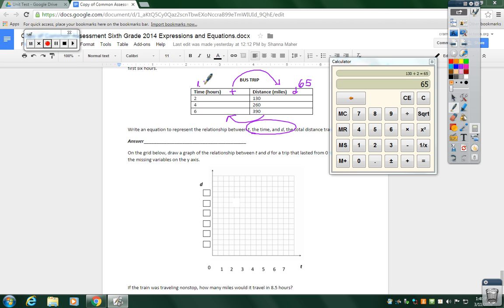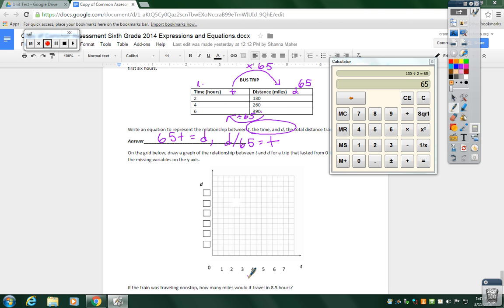So I'm taking 1 and I am multiplying it by 65 to get 65. I'm taking 65 and dividing it by 65 to scale it down to 1. Okay, so follow your arrows. T times 65 is D, or 65 T equals your distance. Follow your arrows again. Distance divided by 65 equals T.